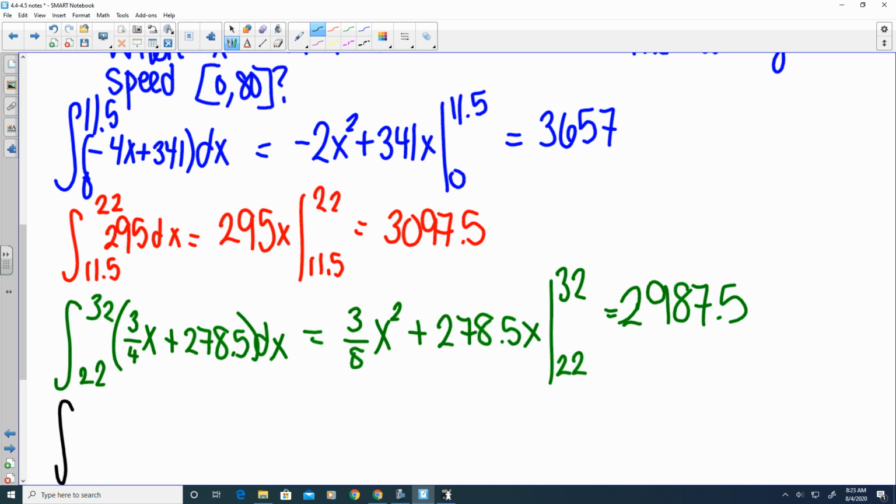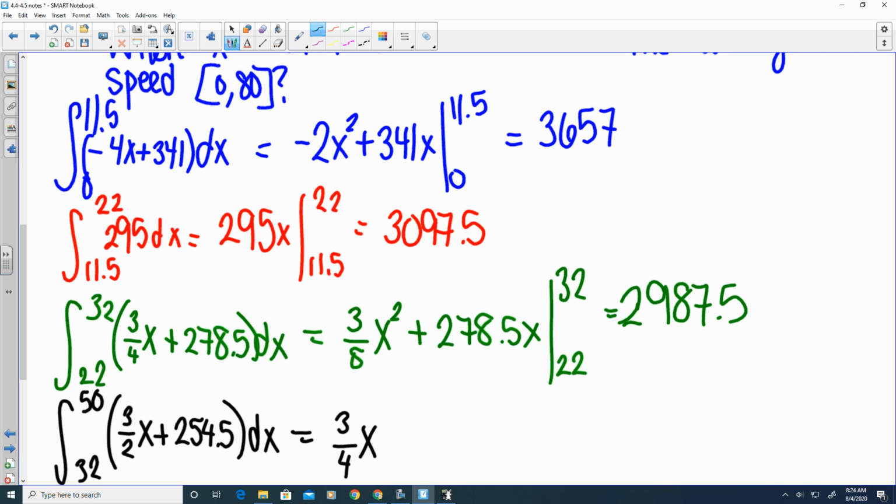Fourth piece, from 32 to 50, 3/2 x plus 254.5 dx turns into 3/4 x squared plus 254.5x from 32 to 50 is 5688.